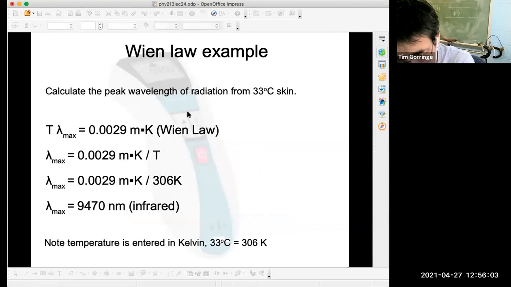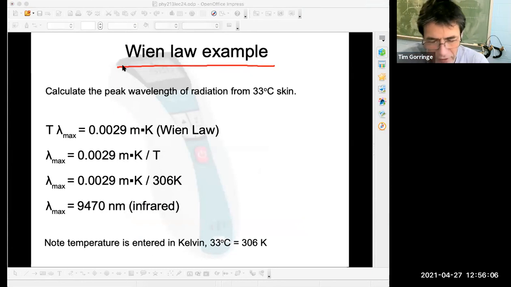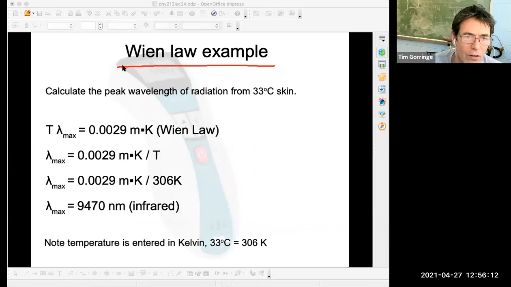Here's just a quick example of using the Wien law. It says, use the Wien law to calculate the peak wavelength of the radiation that is emitted by your skin. Okay, so each of us are actually emitting black body radiation. Each of us are radiating electromagnetic radiation with a black body spectrum. And we're asked to calculate the wavelength that corresponds to the maximum of energy or intensity being emitted by you and I.